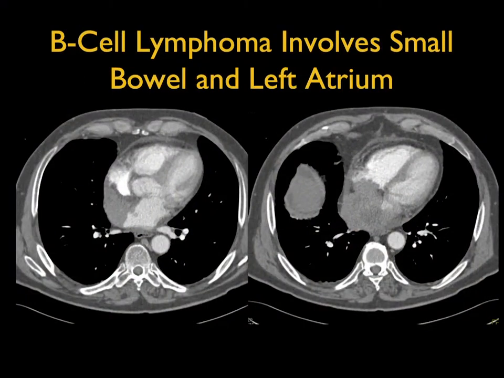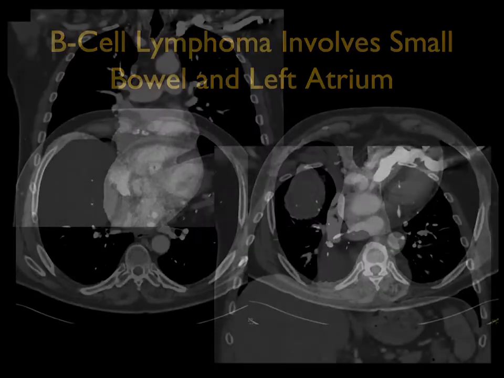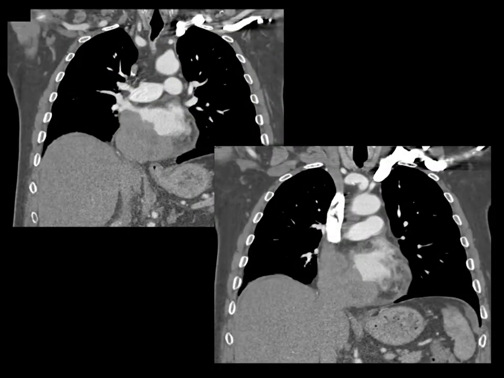Another patient, chest pain, rule out dissection. There's a mass involving the left and right atrium. This was lymphoma. That's what you're thinking about. I guess you could think about angiosarcoma as well. And here you can see it nicely on the coronal views.